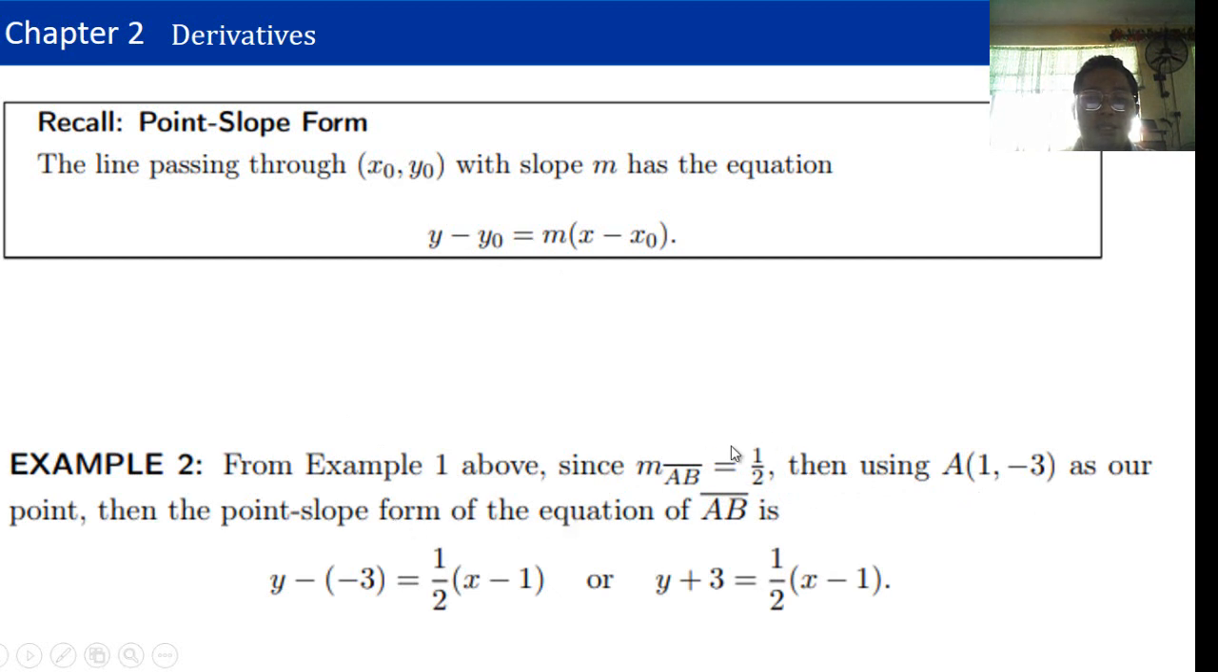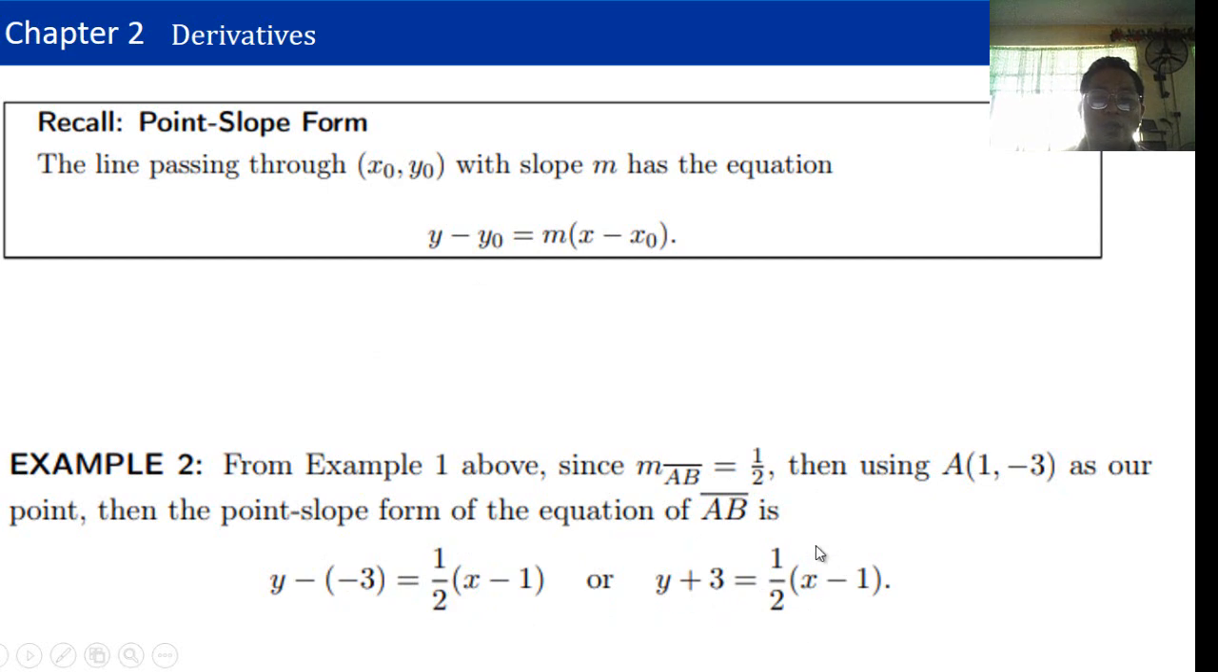Alam naman natin na ang m ay 1/2. Automatic ang x natin dito ay 1. Ang y natin ay negative 3. So by using y minus y sub o, itong y sub o dito, that is referring to negative 3. Yung m dito, that is referring to the slope, which is 1/2. Ang x sub o natin dyan, which is 1, yung x coordinate. And copy y minus, equals open parenthesis or quantity, then minus and x. Then the rest will follow. So y minus negative 3 equals 1/2 times x minus 1. By simplifying, we've got y plus 3 is equal to 1/2 of x minus 1. Ito po yung ating point slope form.